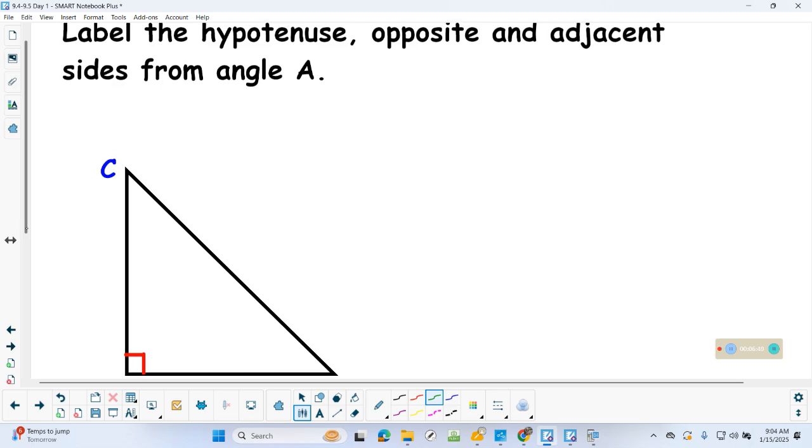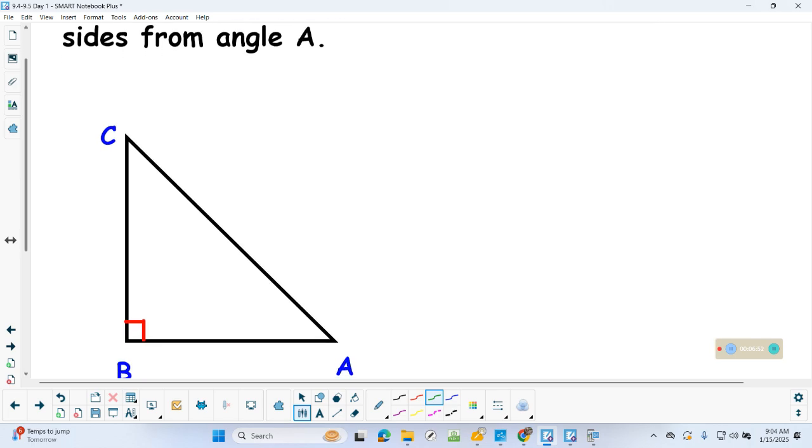Label hypotenuse, opposite, etc. Now I'm going to start with the easy. Hypotenuse. You know what the hypotenuse is. That hasn't changed. That is the side across from your right angle. That's always the same thing. No magic there. Now, you have to be conscientious. Notice it says from angle A. So they're going to tell you which specific angle you're working from. So now I'm going to label opposite and adjacent.